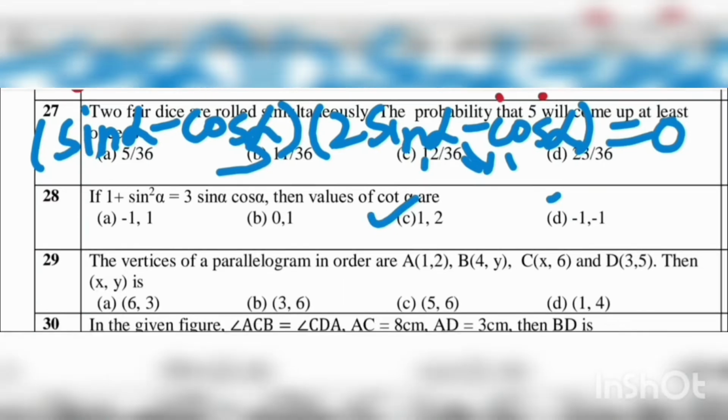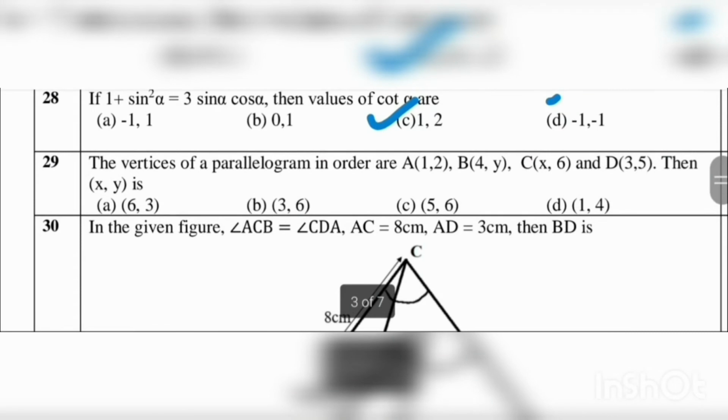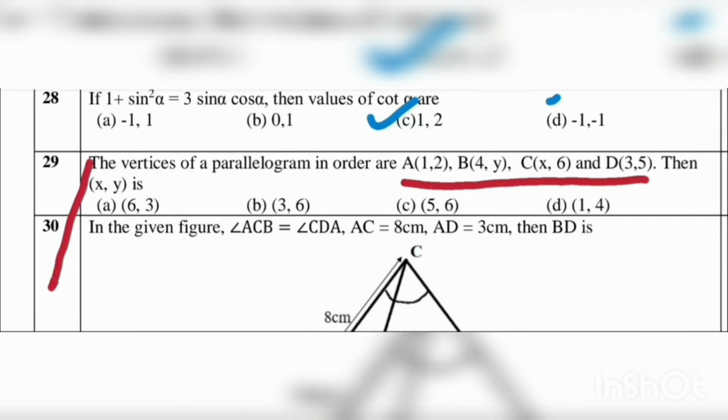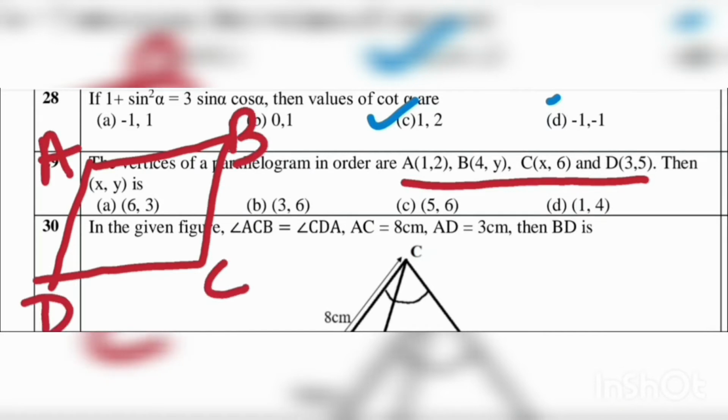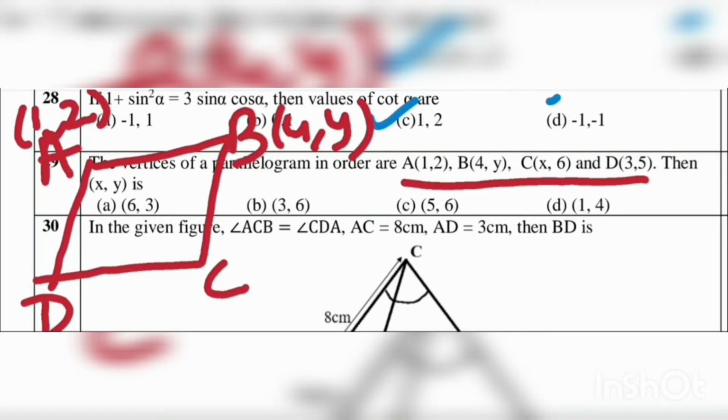Vertices of a parallelogram are in order this. So we can draw a parallelogram here, A, B, C, D. We will write in order. A's coordinates are 1, 2. B is 4, y. C is x, 6. D is 3, 5.